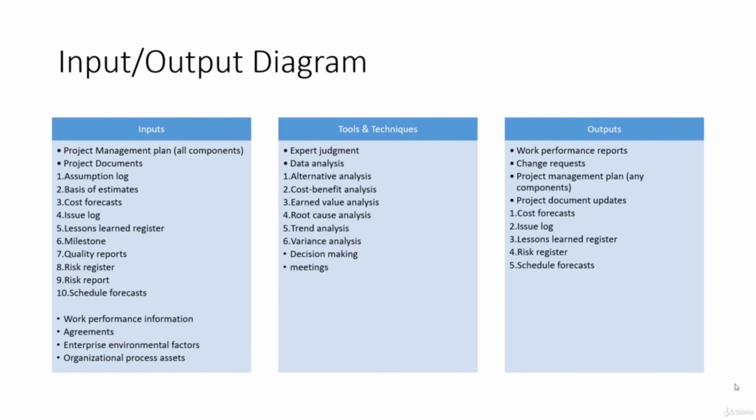Then we have cost benefit analysis. So if we are making any change, we will need to perform this cost benefit analysis to know if that change is worth it. So this analysis is done for that. Then we have earned value analysis. It's basically an integrated perspective on scope, schedule, and cost performance.